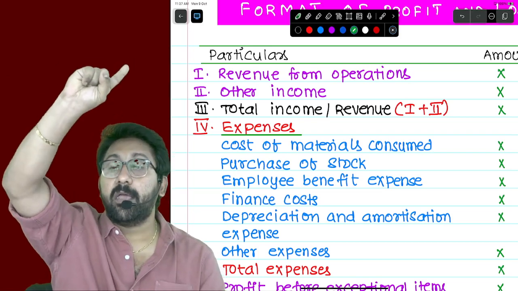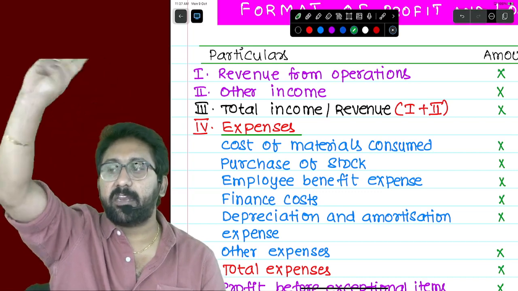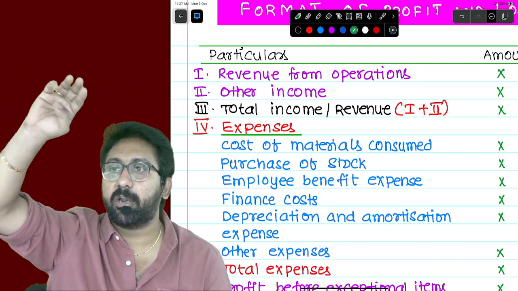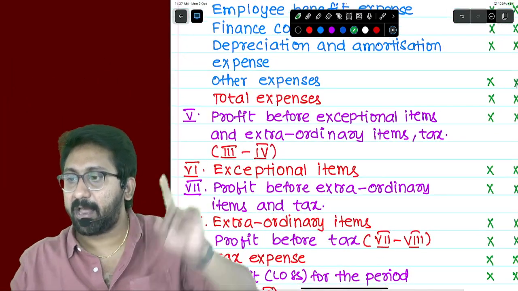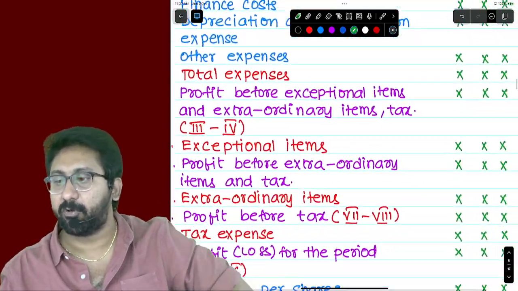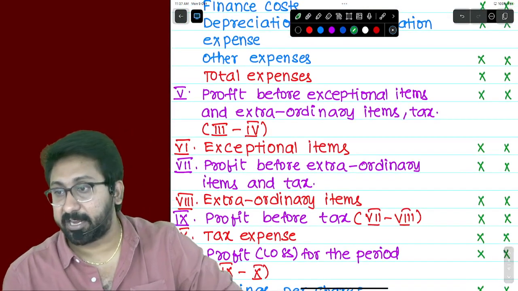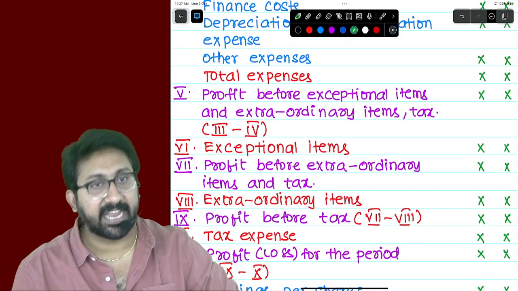Part 1, revenue from operations. Part 2, other incomes. Part 3, total income. Part 4, expenses. Part 3 minus part 4 will give you the profit before exceptional items, extraordinary items and tax.